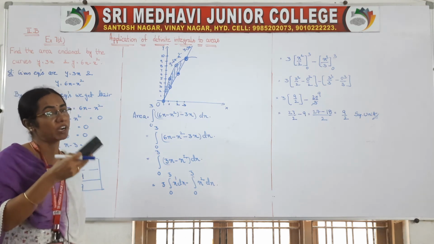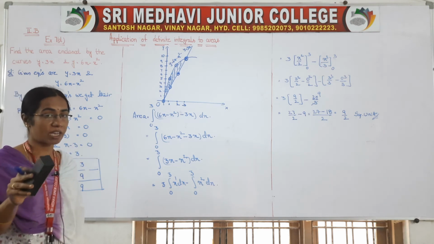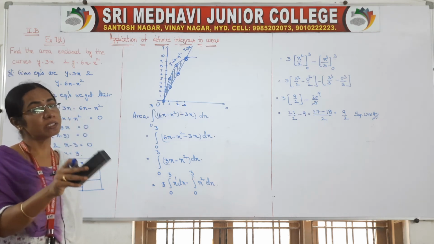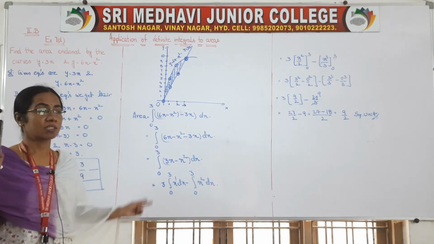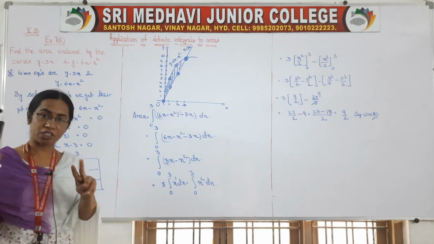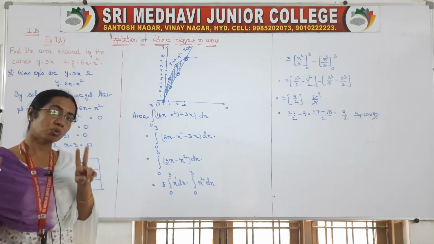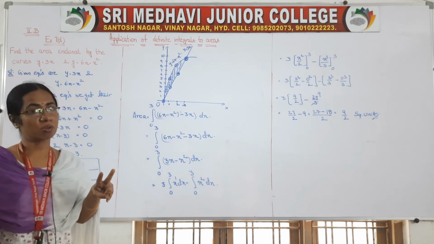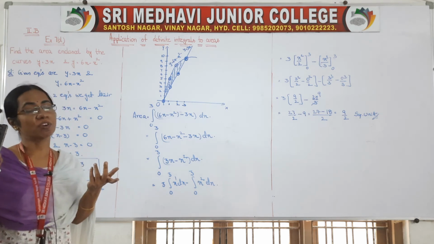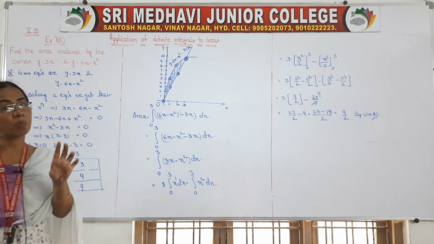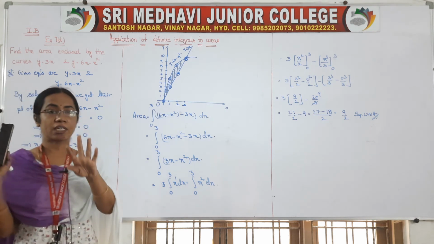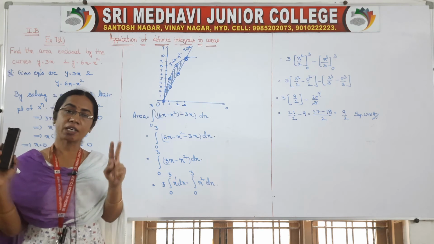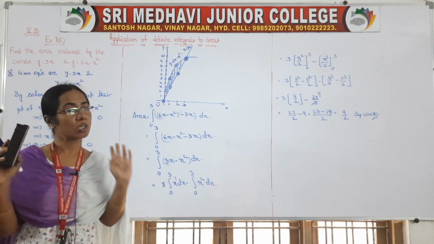But here, find the area covered by not y-axis. Another line is given to us, one curve is given to us. Sometimes they will give two curve equations also. So whenever two curves are given to us, or one curve and one line is given to us, then how do we find the area? First we find the point of intersection of that line and curve, or the point of intersection of the two curves.